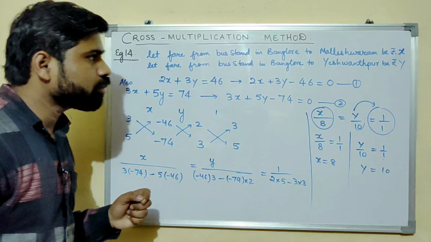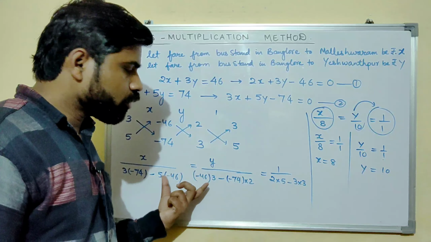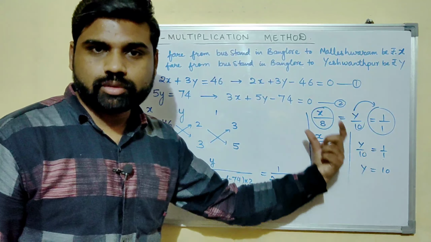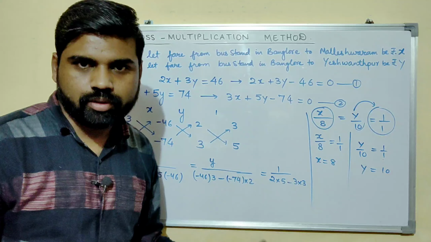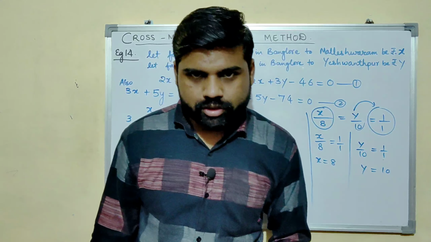See, what is the difference between all these three methods? In the cross multiplication method, you will have to do a little bit of calculation, but after that the solution will be very easy to solve. But my personal favorite method is the elimination method.